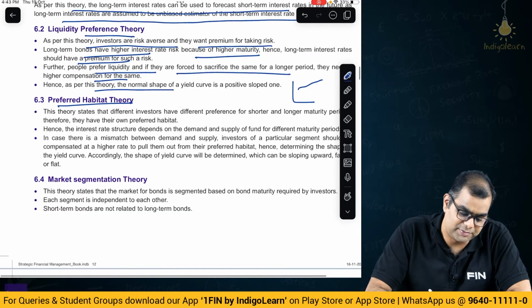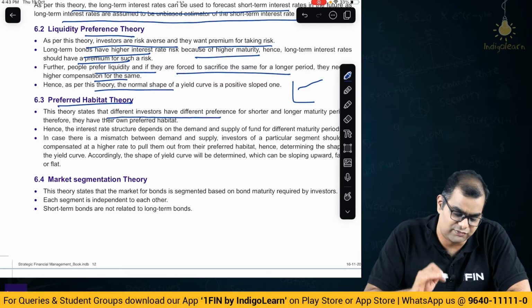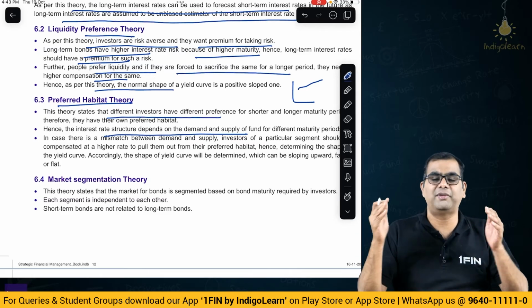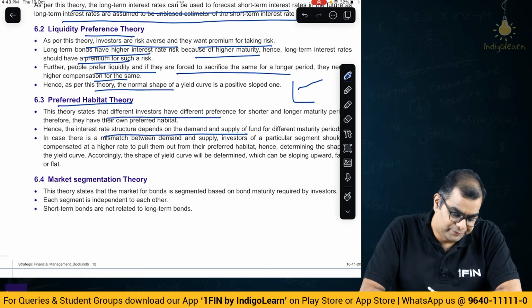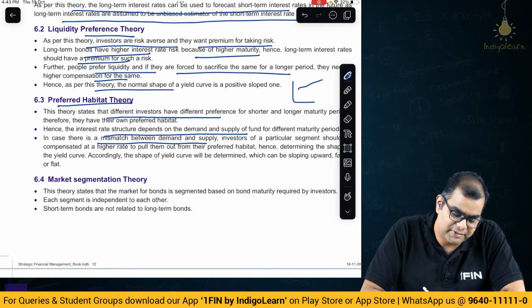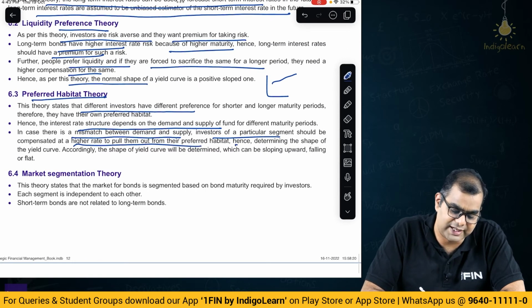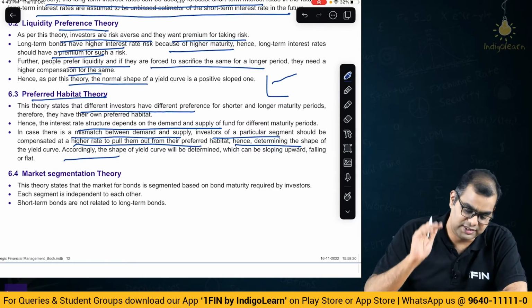Then, preferred habitat. What is preferred habitat? This theory states that different investors have different preferences. Some want long, some want short. Interest rate structure depends on demand and supply. Whenever there is high demand for long term, the long-term rates go up. Whenever there is high demand for short term, short-term rates go up. In case there is a mismatch between demand and supply, investors of a particular segment should be compensated at a higher rate to pull them out of the preferred habitat, hence determining the shape of the yield curve. So, depending on demand and supply, the yield curve shape is arrived at.